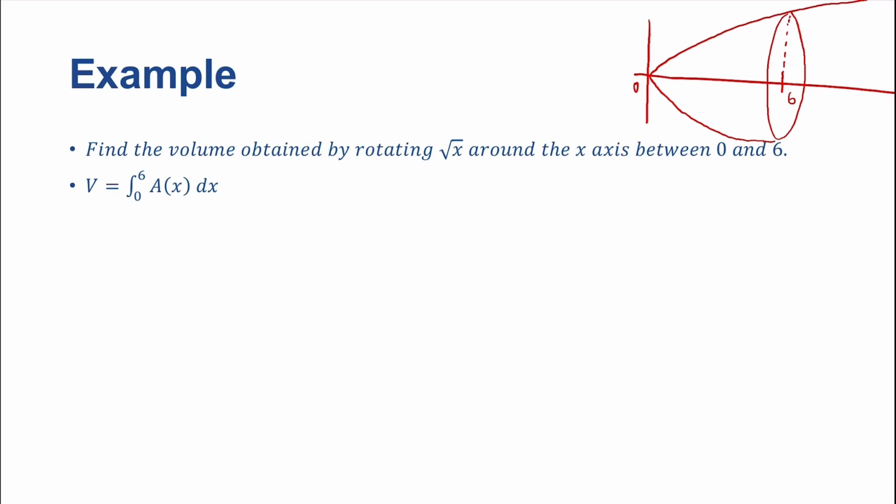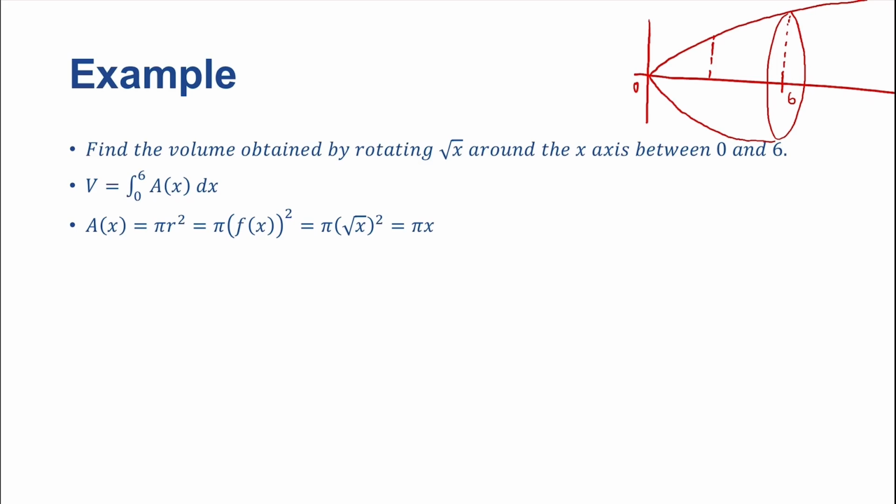So note that the volume is going to be equal to the integral between 0 and 6 of A of x dx. Now our A of x function is the disk, so that's the area of the disk. So we can obtain that by taking A of x equal to pi r squared. Now our radius is just the function. Our distance away from the x-axis is the value of the function. So we take pi times f of x squared, and that gives us pi times the square root of x squared, and that gives us pi times x.